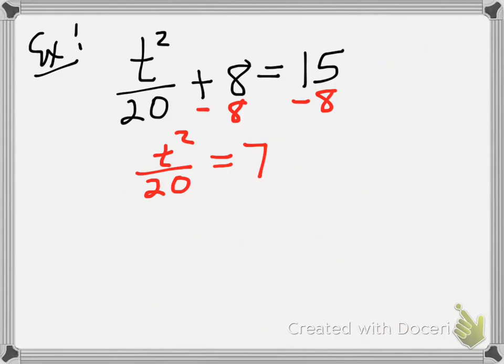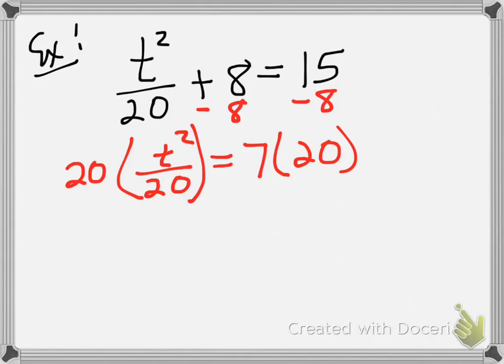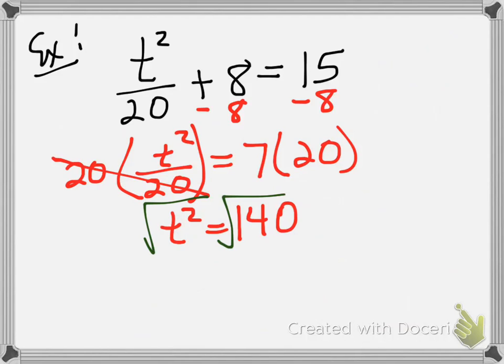Then I still need to get t squared by itself, so I'm going to multiply by 20. And I'm going to multiply by 20 because that'll make my 20s cancel. So now I'm left with t squared equals 140. How do I get rid of t squared? I take its square root. The square root of t squared leaves us with just t.